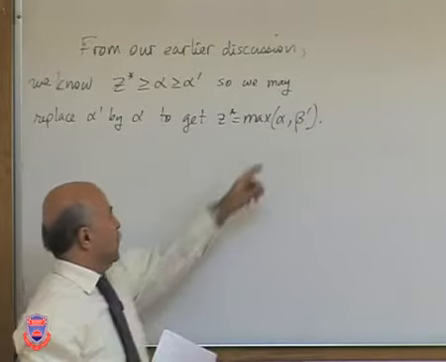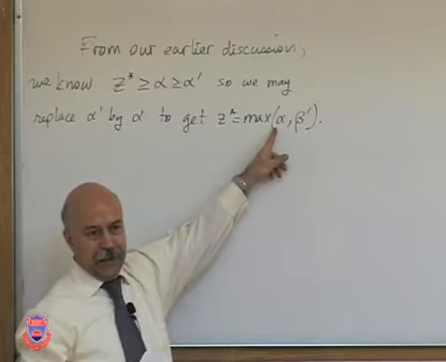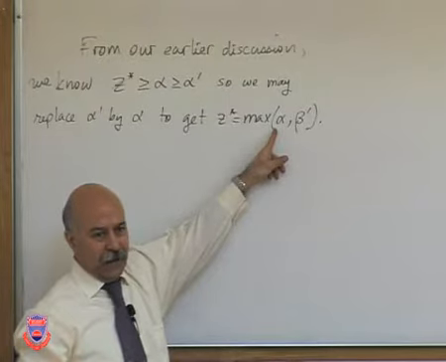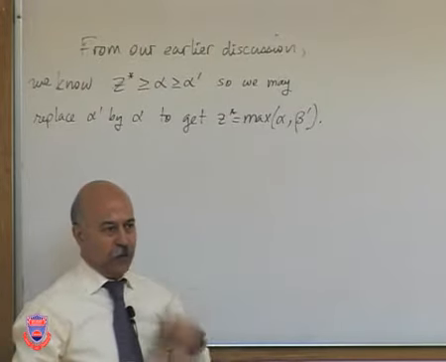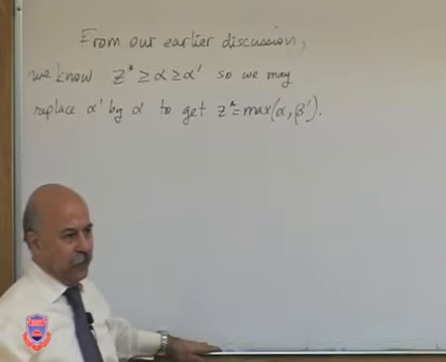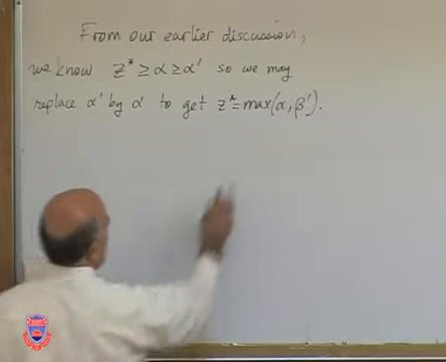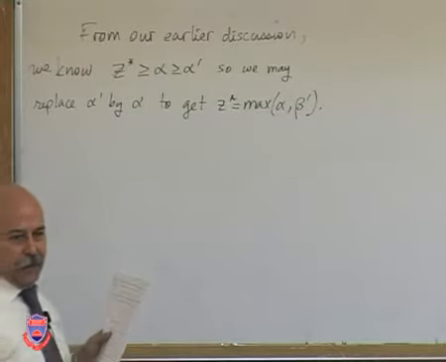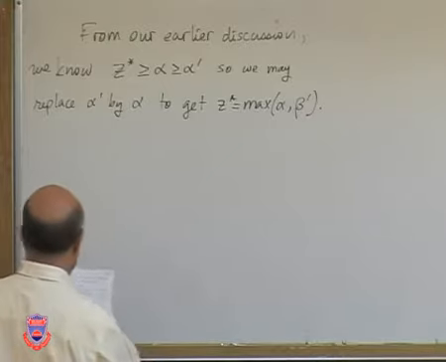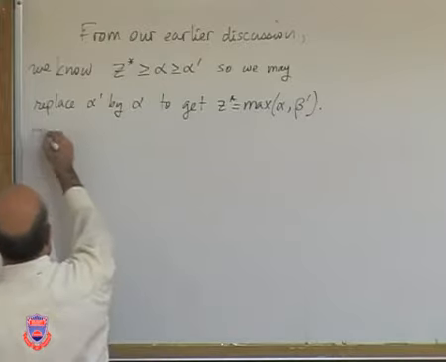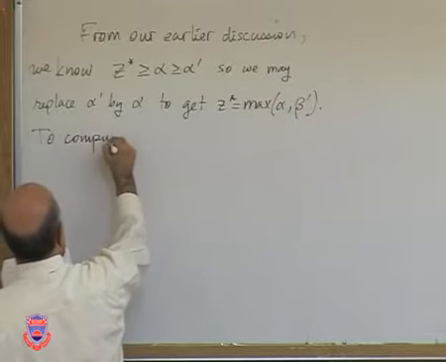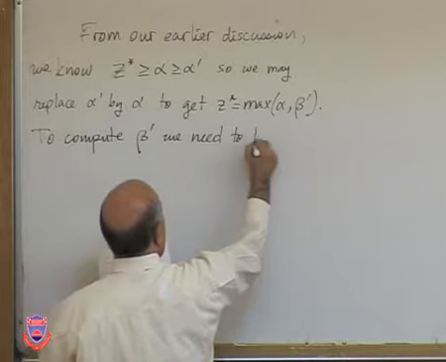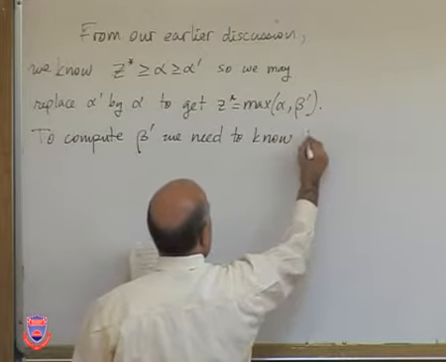Why am I doing this? Because I do not wish to really deal with the set I star. I pretend that I know it, but I'm trying to revert back to the original problem data without having to do any pre-processing. So I got rid of alpha prime. Now I want to get rid of beta prime also, to make it beta. To compute beta prime, we need to know the set I star.